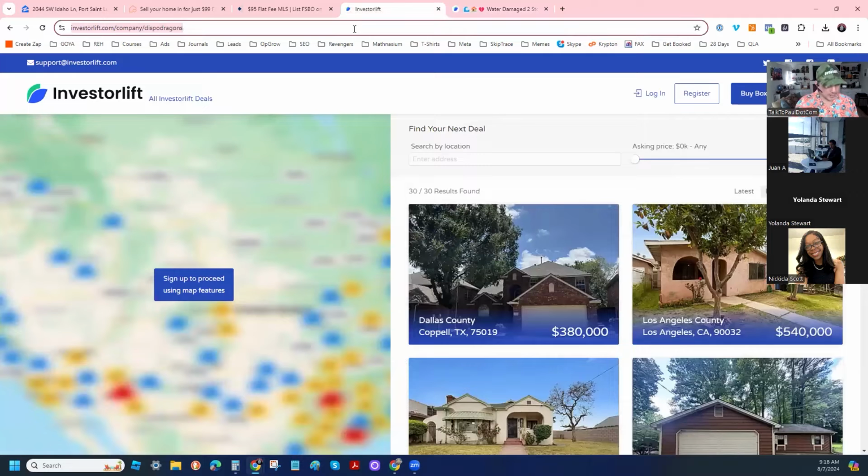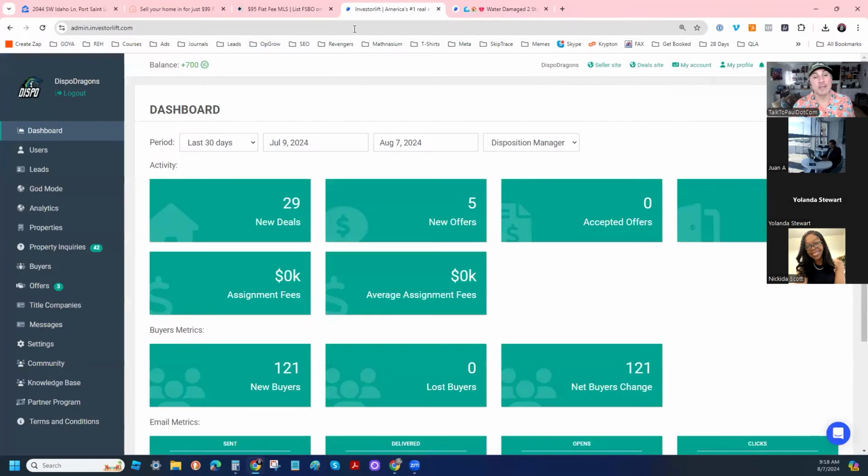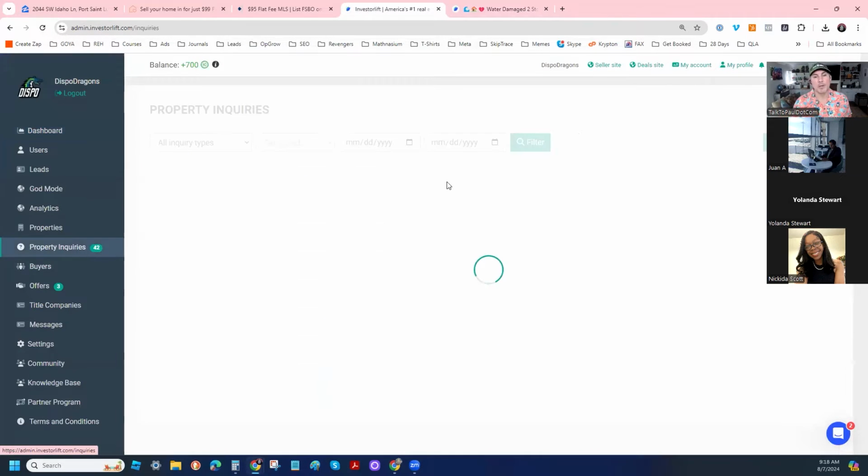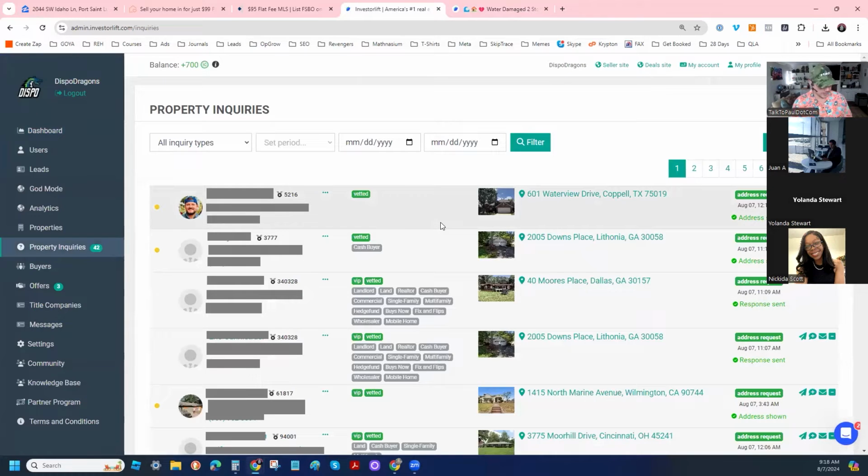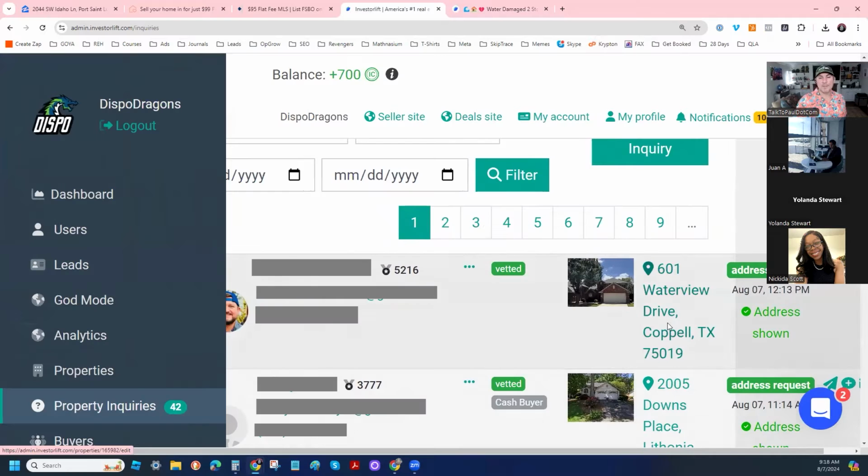Now, let me show you the back end so that you guys understand why this site is so valuable and why it works, okay? So these are all the property inquiries that we've been getting on a daily basis, and I'm going to zoom in on this. And they were inquiring on these properties that we have up for sale right now. Now, here's the deal. They give us a name, email, and phone number for the person that inquired, and then they also give them a buyer score.